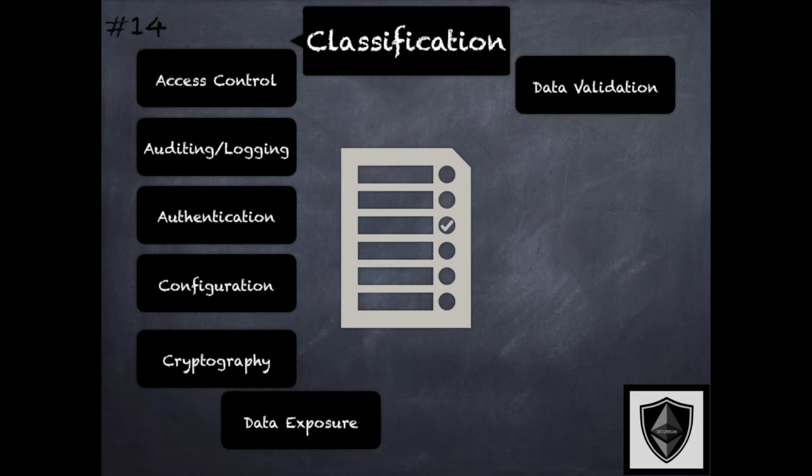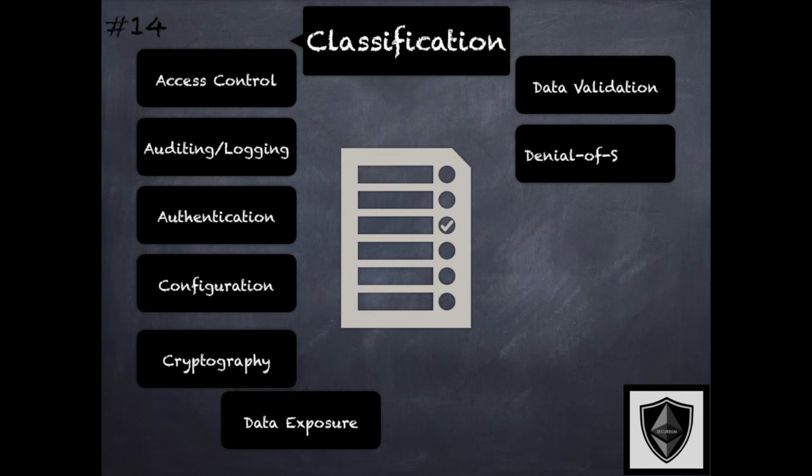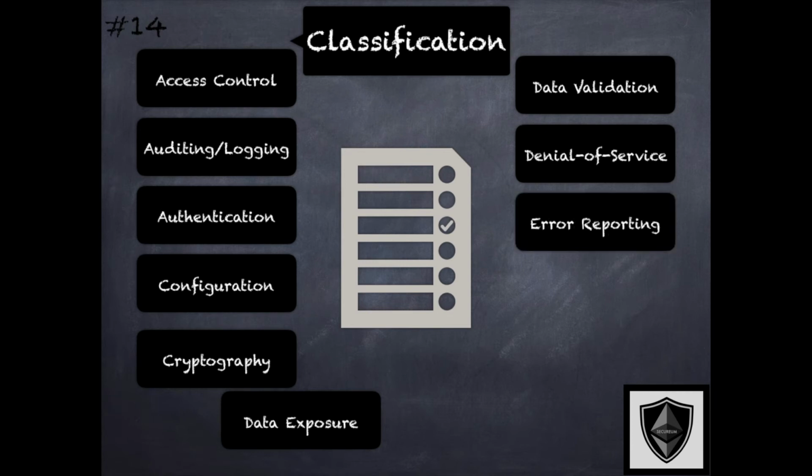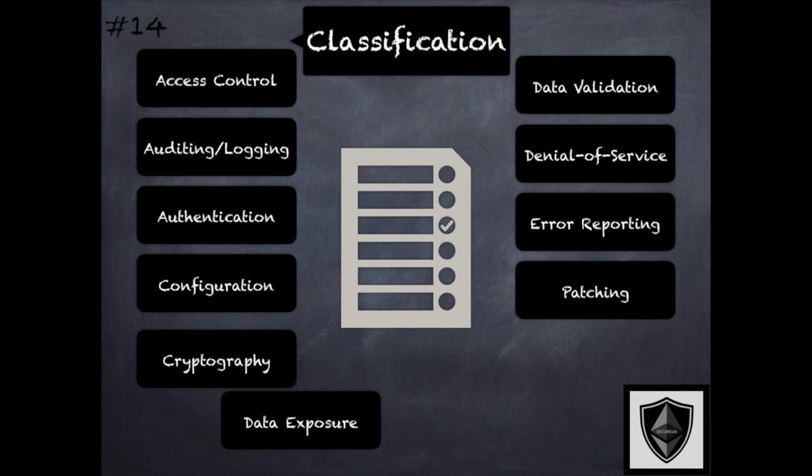Data validation, related to improper reliance on the structure or values of data. Denial of service or DOS, related to causing system failure or inaccessibility. Error reporting, related to reporting of error conditions. Patching, related to keeping software up to date using patches, in our case smart contracts that we have discussed earlier. Session management, related to identification of authenticated users.